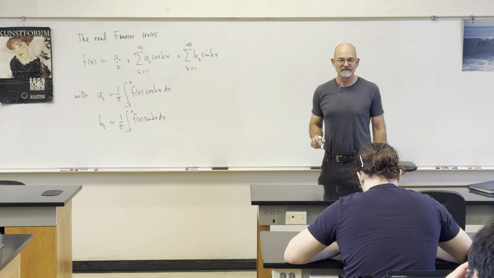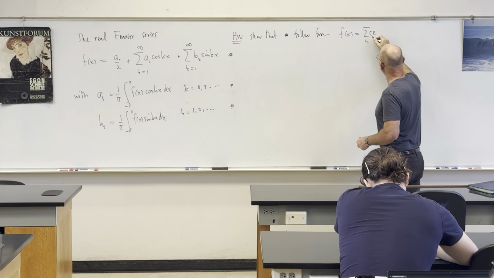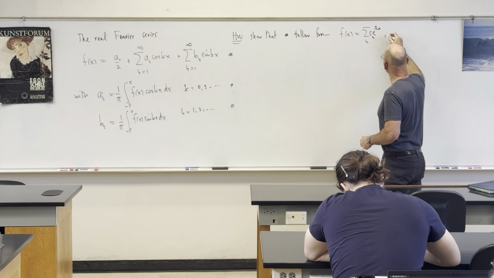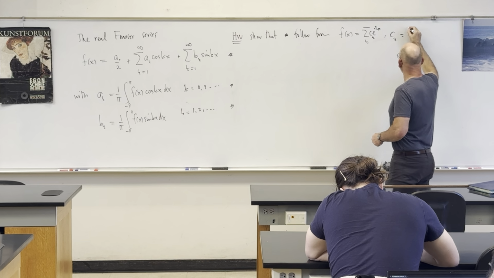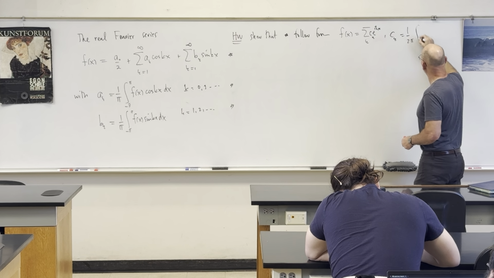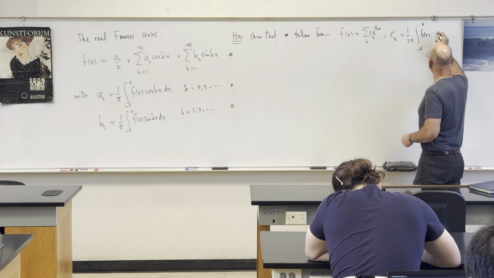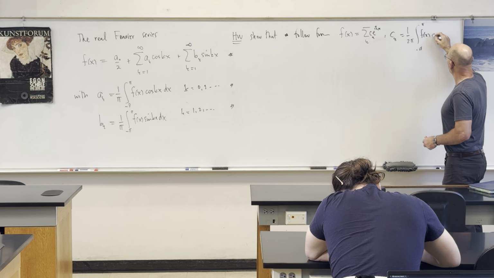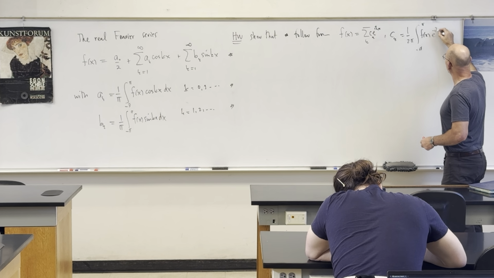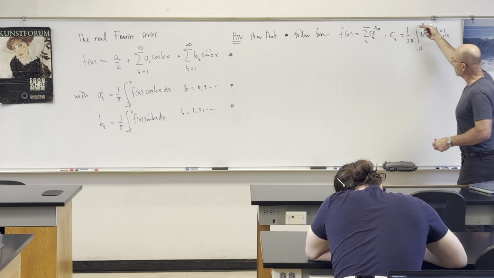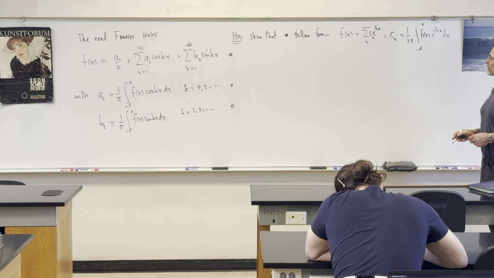f of x equals the sum over k of c sub k e to the i kx, with c sub k equal to 1 over 2 pi, the integral from minus pi to pi of f of x e to the minus i kx dx. So they follow from those formulas again, which we have up there.